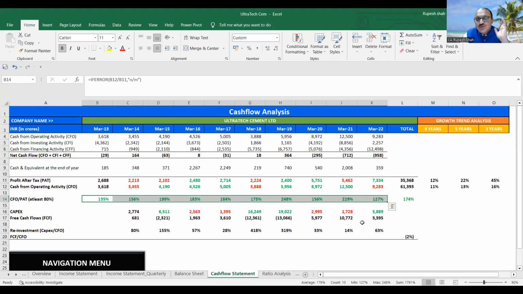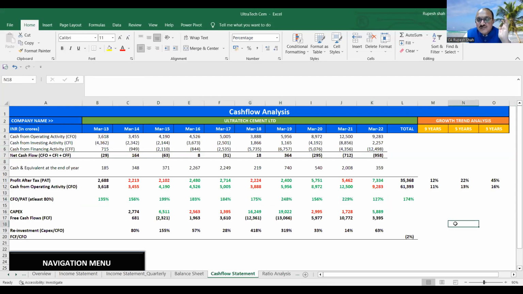Over the entire 10 years, it is more than 100%. And it is actually increasing year after year, right? It is a fantastic sign. At least as per our Technofunda standard, this ratio has to be at least 80% if they want to qualify into your core portfolio.